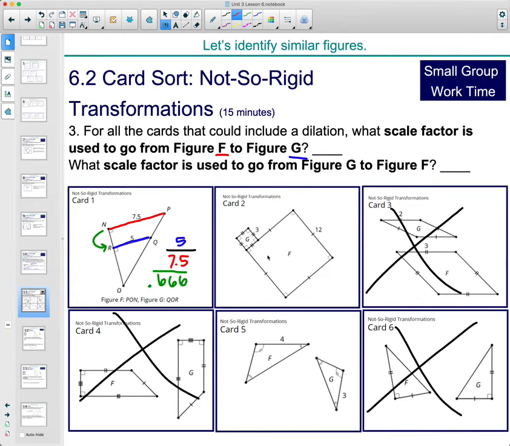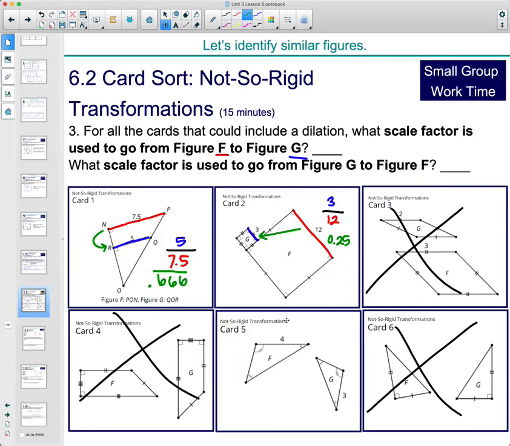For this one, figure F is this bigger one at 12. Figure G is the smaller one at 3. So again, when you're doing your scale factor, we know that we should be getting smaller. 12 should be going down to 3. So again, the smaller number on top divided by the bigger number on bottom. And this is going to give you a scale factor of 0.25, or 1/4 as a fraction. But keep in mind, bigger to smaller, so you remember that this is going to be less than 1.